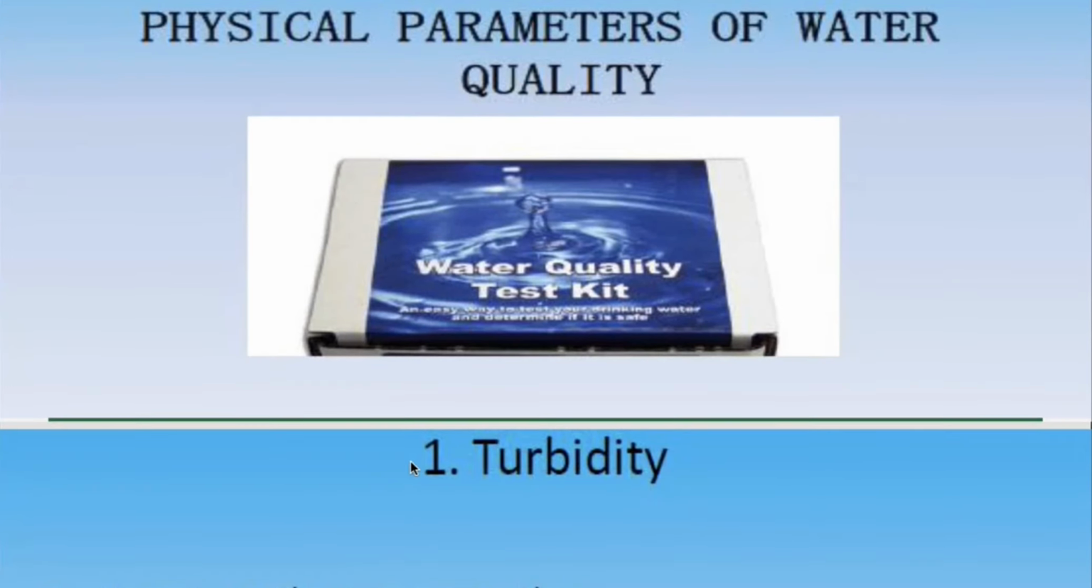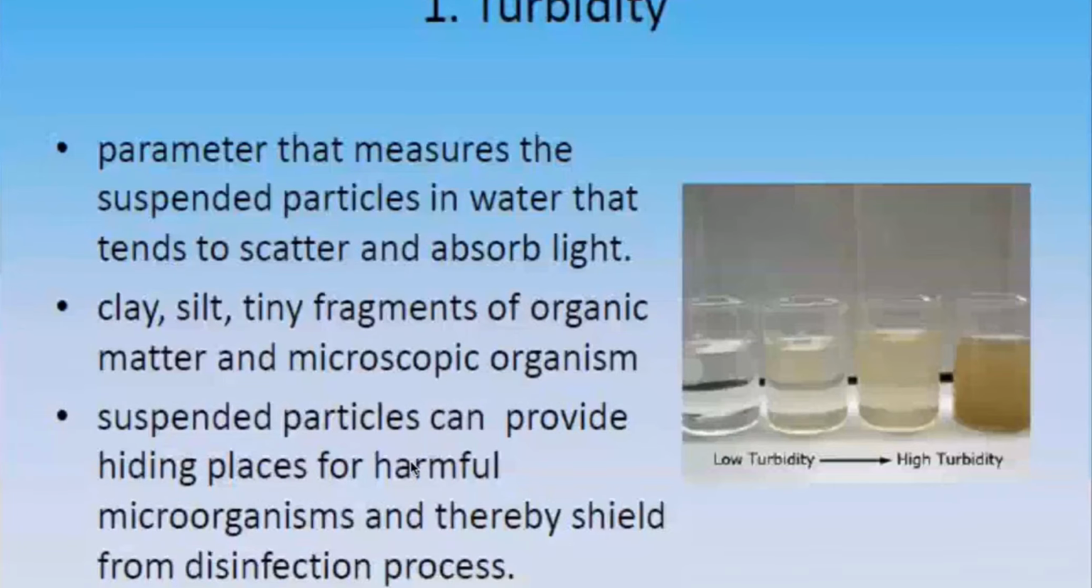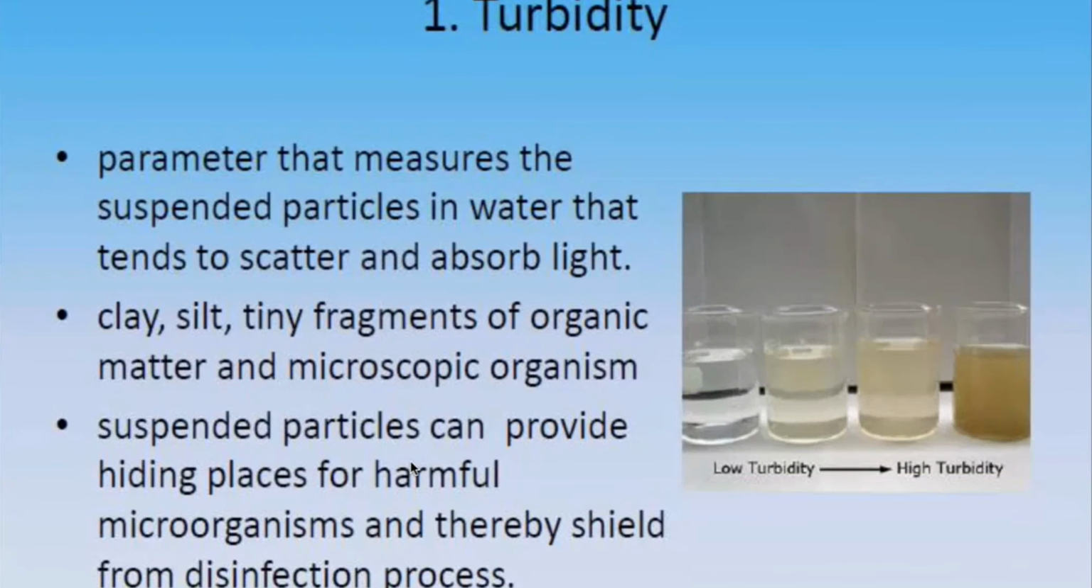Let's have first the physical parameters of water quality. So the first one is turbidity. Turbidity, in layman's terms, is how clear the water is. So what causes turbidity in the water? What causes turbidity are those solid particles or suspended particles in the water.